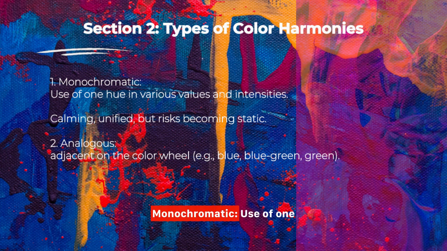1. Monochromatic. Use of one hue in various values and intensities. Calming, unified, but risks becoming static. 2. Analogous. Adjacent on the color wheel, e.g., blue, blue-green, green. Harmonious and natural. Effective for landscapes and gentle transitions.